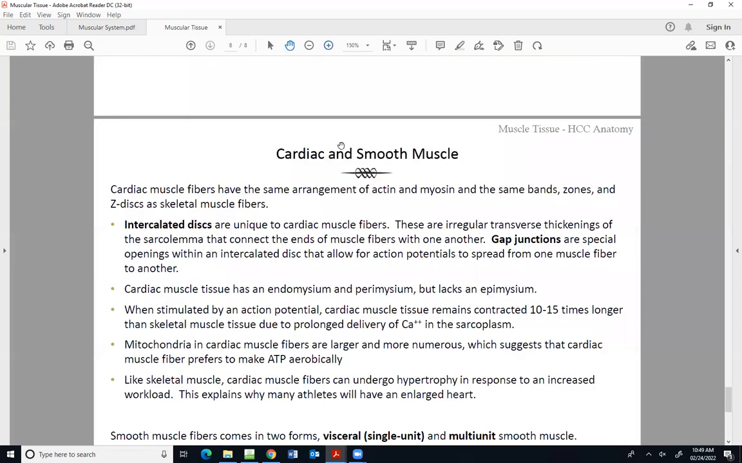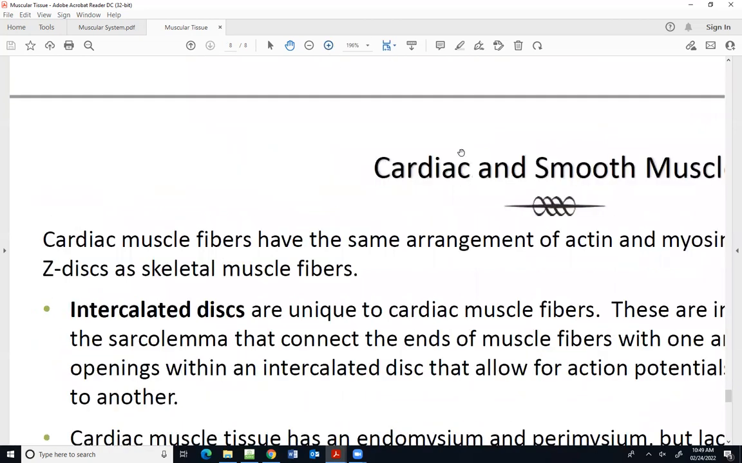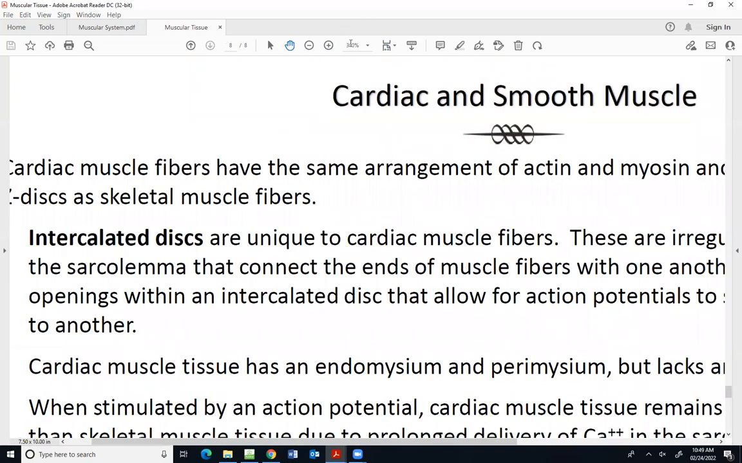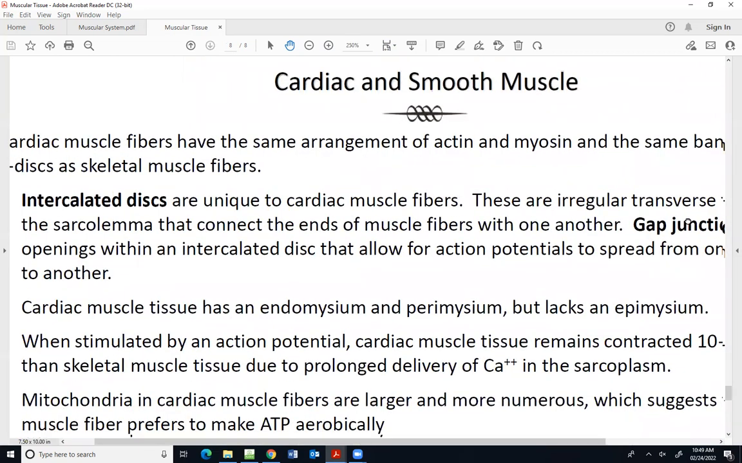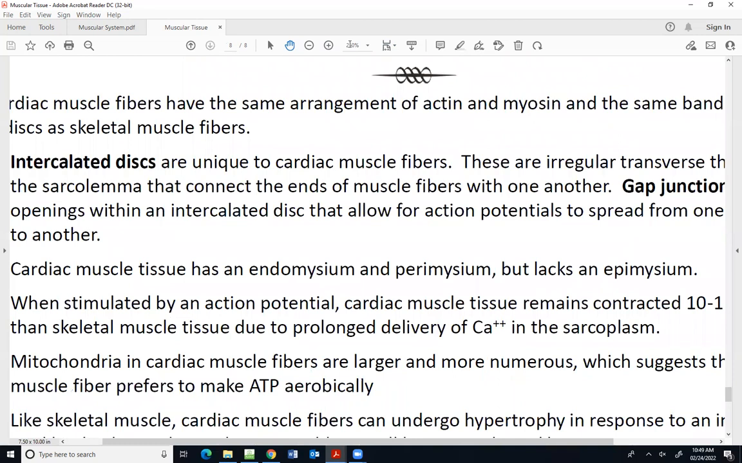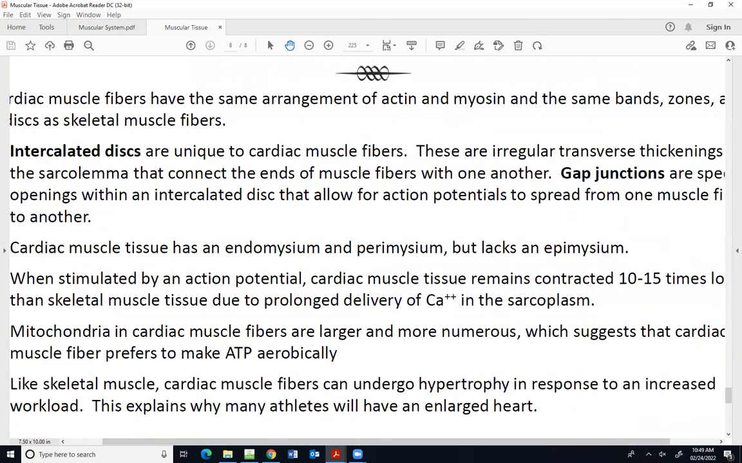Okay, very last thing, touching back on those other 2 types of muscle really quickly. Let's talk a little bit about each with regards to cardiac and smooth.